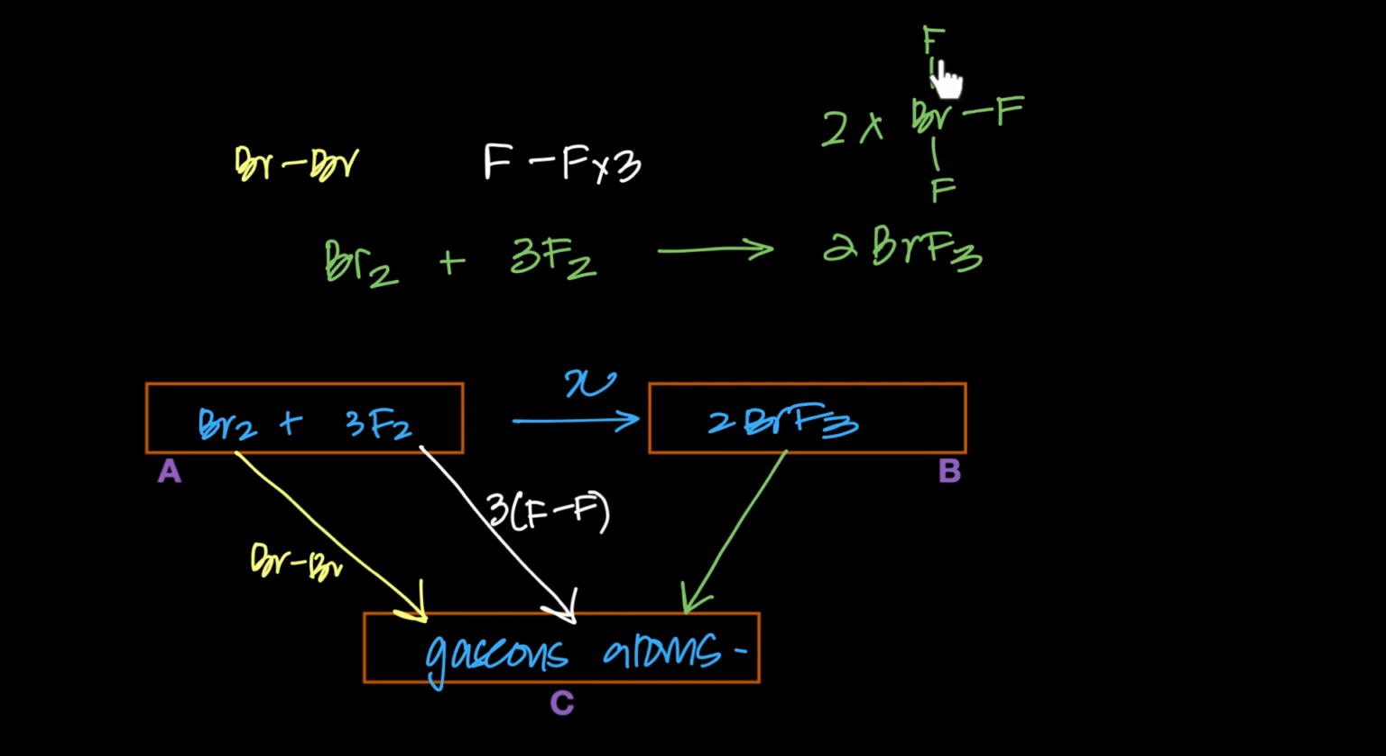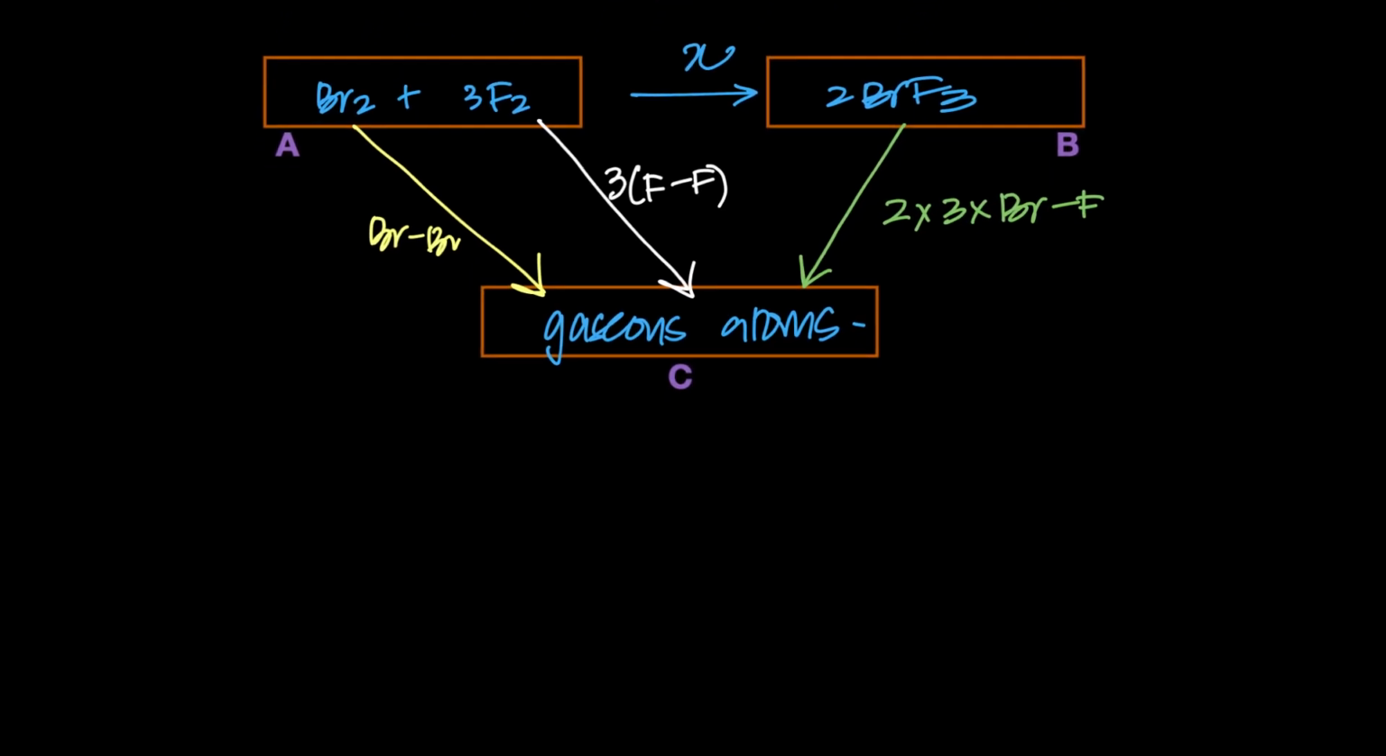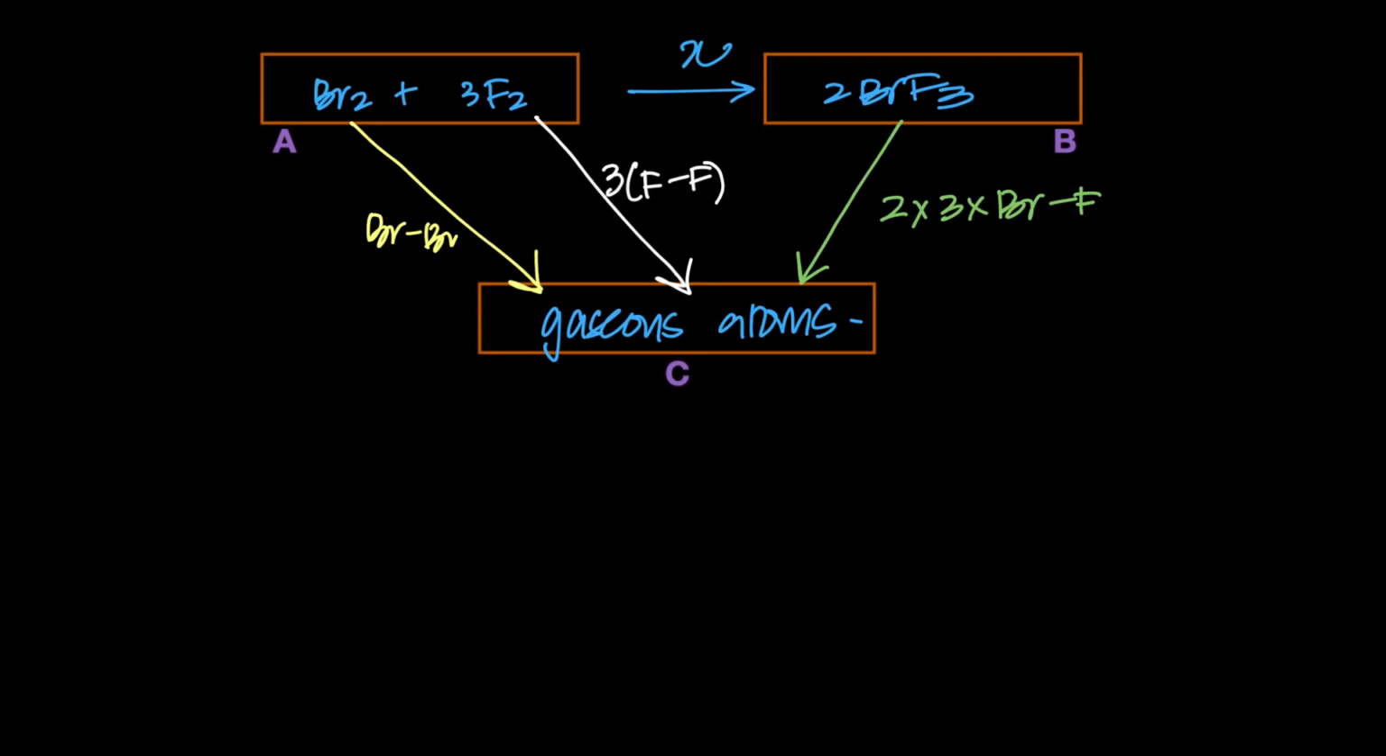And here each molecule has 3 Br-F bonds, but you have 2 of those molecules. So this arrow would really represent 2 of each molecule's 3 Br-F bonds, which is 6 times Br-F. And then all you can do is replace those values. You will be given them from the data booklet, by the way. So for example, the Br-Br is 193. The F-F single bond is 158, so it will be 3 times 158.